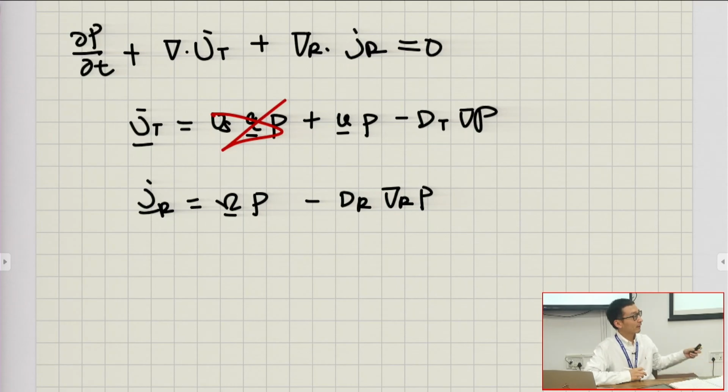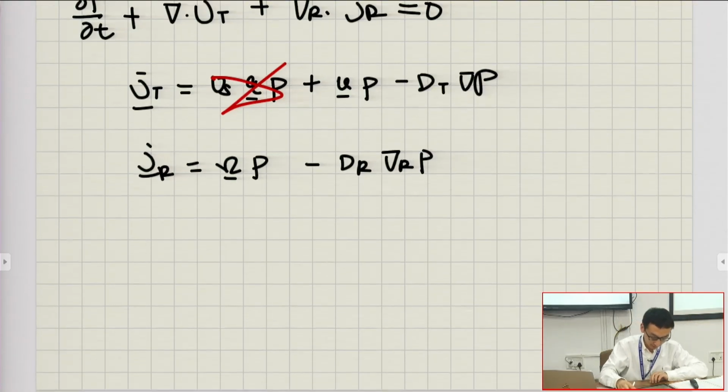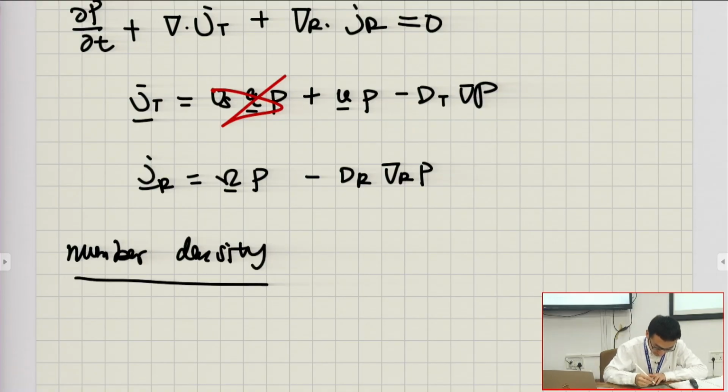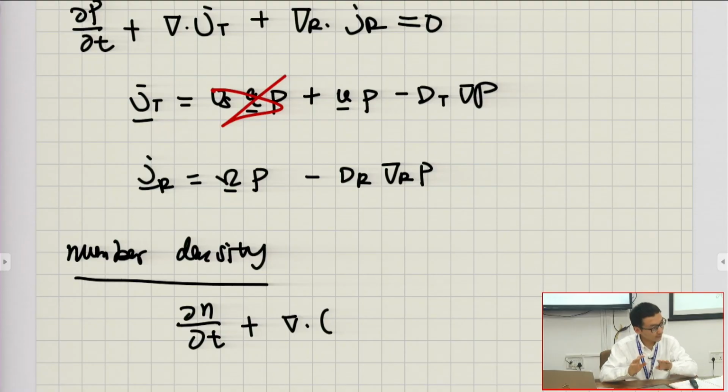We also talked about how, when we want to get the number density and polar order and nematic order, we integrate the rotational moments of the equation. So let's try to get that. Let's look at the number density. We've done this a few times, so I'm just going to write down the equation directly.